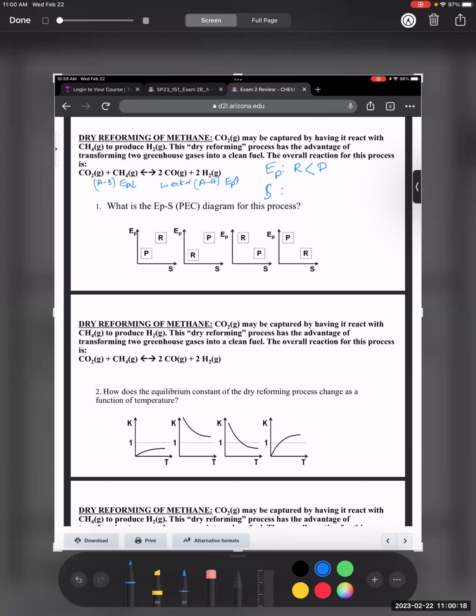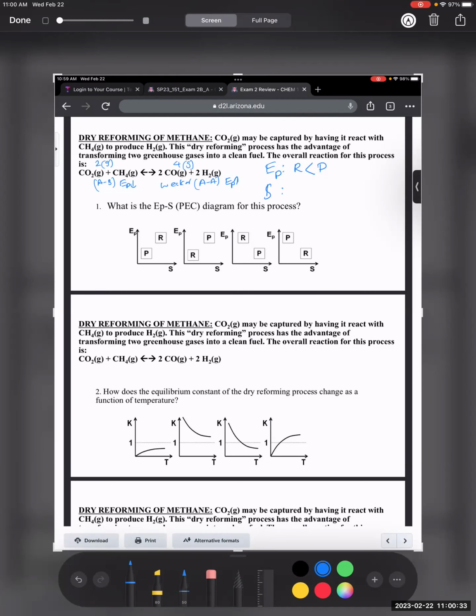And then the entropy. Entropy is determined mainly by the gas molecules. We have only 2 gas molecules on the reactant side, but on the product side, we have 4 gas molecules. Because we have more gas molecules on the product side, we have a higher entropy on the product side compared to the reactants. Therefore, the relative entropy is greater on the product side. The products have a higher entropy and higher potential energy. Therefore, our Venn diagram looks like this. And moving on to the next question.